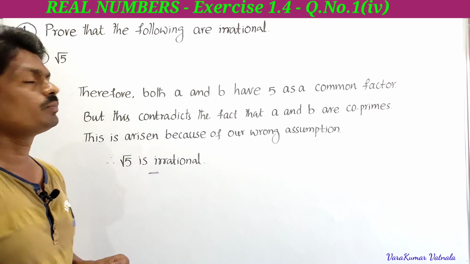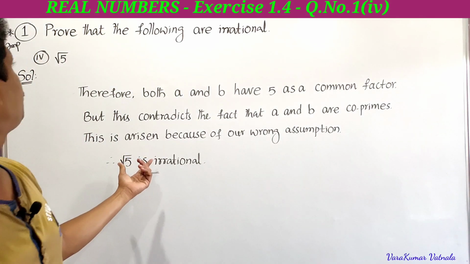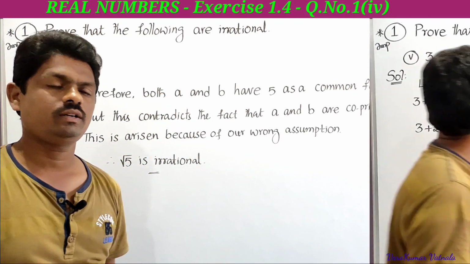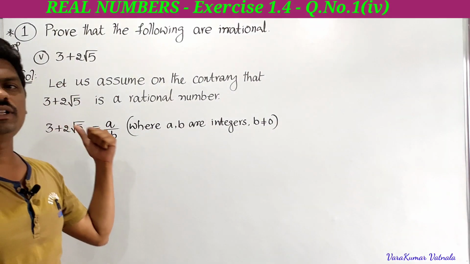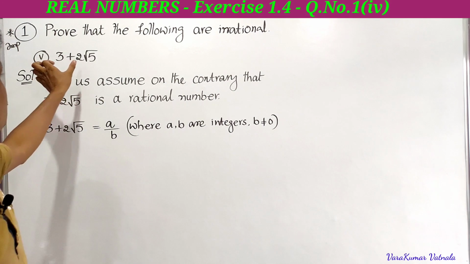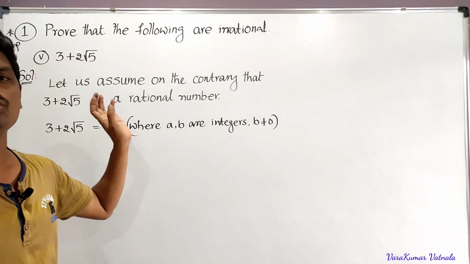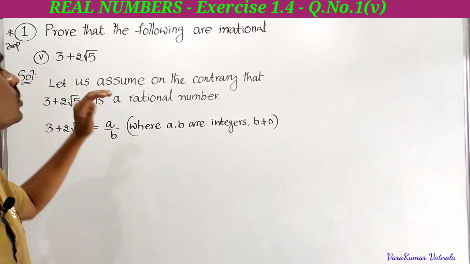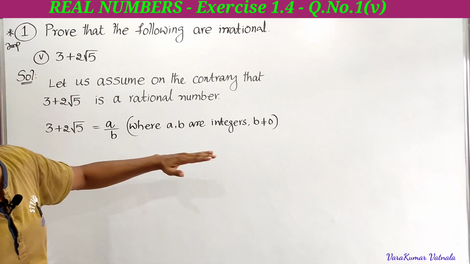So like this we can prove. This is the fourth bit in the first problem. Next we have to solve the fifth bit. This is the fifth bit in the first problem. It has given 3 plus 2 root 5. We have to prove that 3 plus 2 root 5 is irrational. So again the same steps we have to follow.